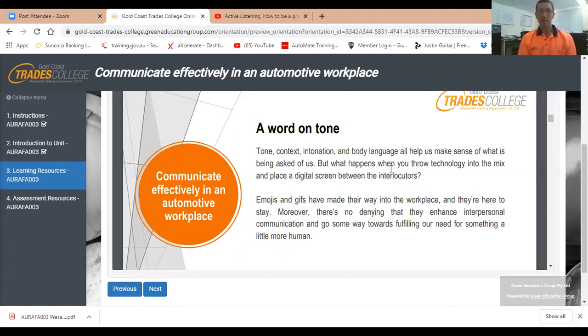We can't really put tone, context, intonation, and body language into a text or an email. So emojis and GIFs have made their way into the workplace and they're here to stay. Moreover, there's no denying that they enhance interpersonal communication and go some way towards fulfilling our need for something a little bit more human.